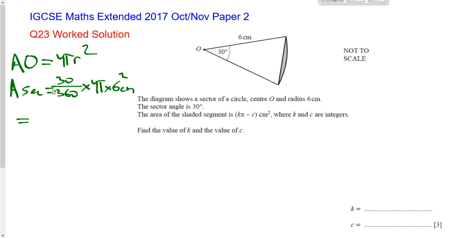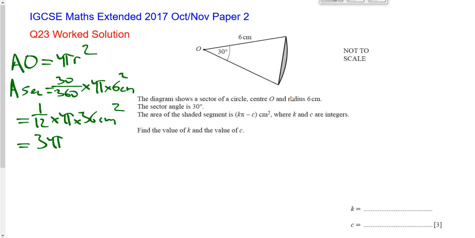Now, if I simplify this fraction, 30 over 360, we're going to get 1 over 12. And remember, you can use a calculator for this paper, so don't be scared to use your calculator if you need to. So 1 over 12 times pi times 6 squared, which is 36 centimetres squared. Then 36 divided by 12 gives us 3 pi. So now I've solved for the area of the whole sector.